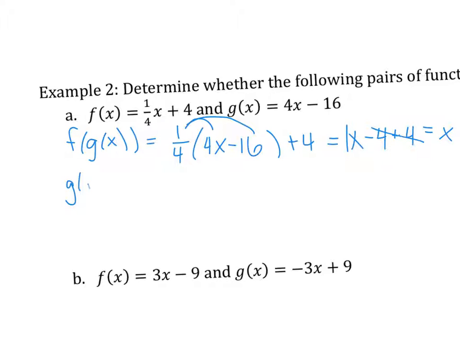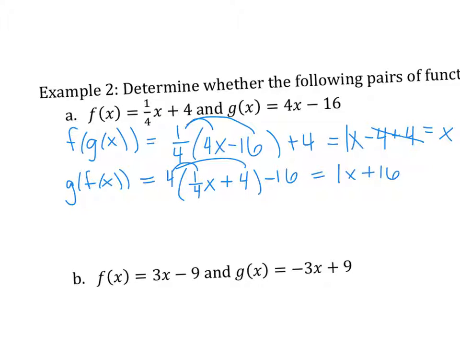I'm going to do g of f of x. So 4 parentheses, I'm rewriting g. I'm going to plug f in. So I'm going to multiply by 4. 4 times 1/4 is 1, and 4 times 4 is 16. And then my 16 minus 16 cancels, and I'm left with just x. So they are inverses of each other.